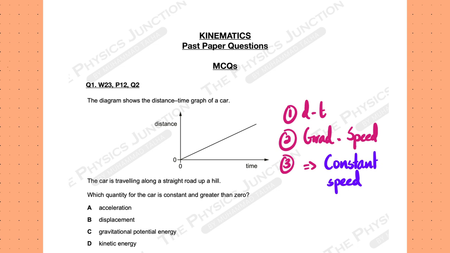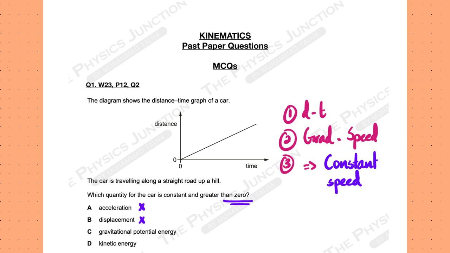Which quantity for the car is constant and greater than 0? Part A, acceleration. If speed is constant, this means that acceleration would be 0, right? Because acceleration is rate of change of velocity, or in this case, we can also say it's the rate of change of speed. So acceleration would be 0, but the question wants us to find something which is greater than 0. Part B, displacement. If it starts from some point and if it's just going up a hill on the straight road, it would also have some displacement, and as long as it is moving, the displacement would also be changing, it would be increasing.